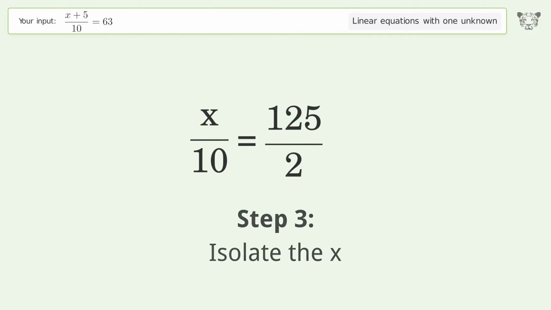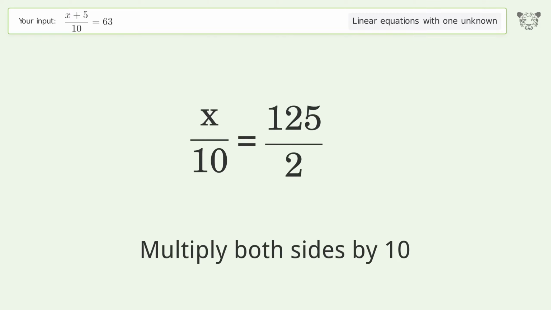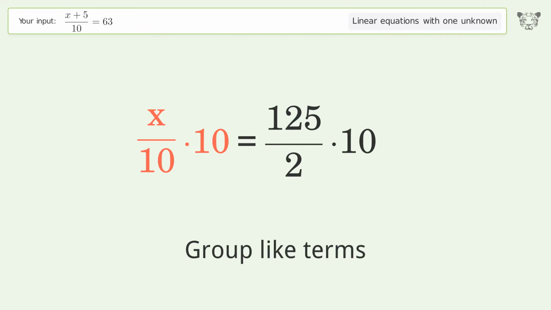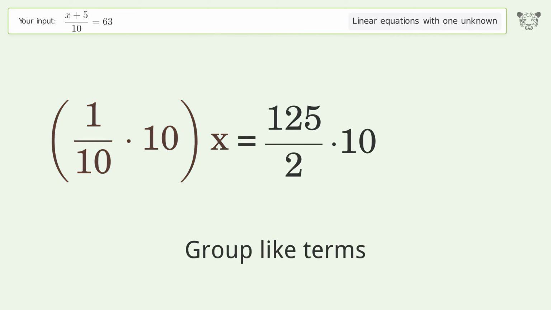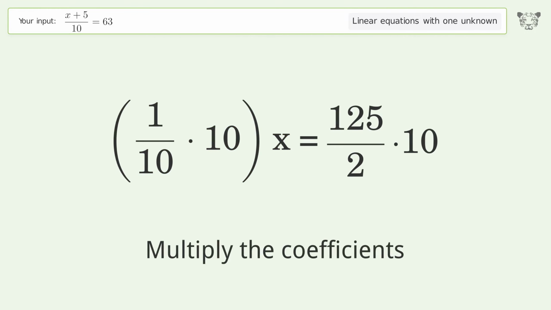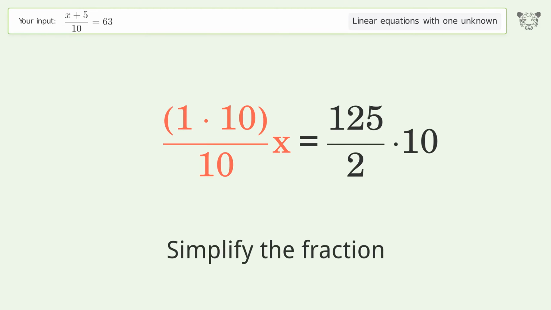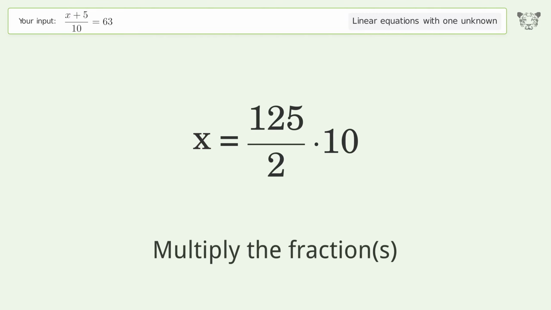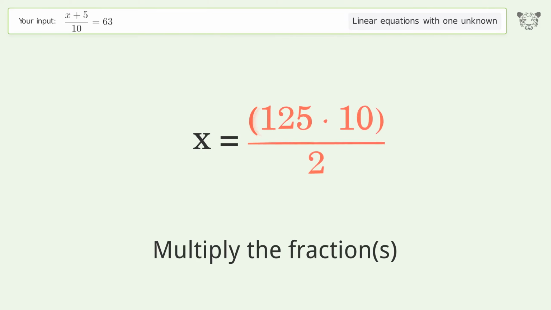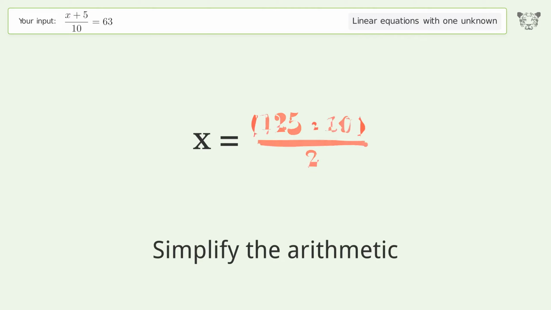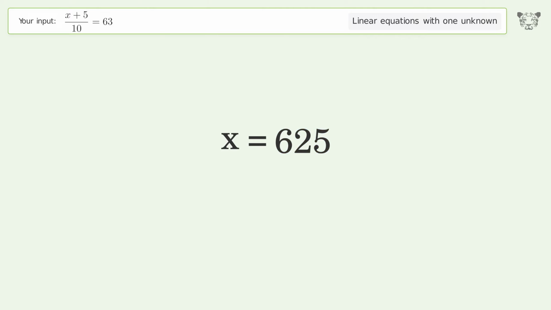Isolate the x. Multiply both sides by 10. Group like terms. Multiply the coefficients. Simplify the fraction. Multiply the fractions. Simplify the arithmetic. And so the final result is x equals 625.